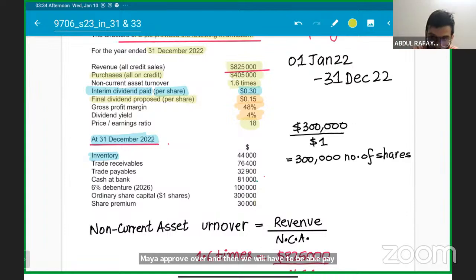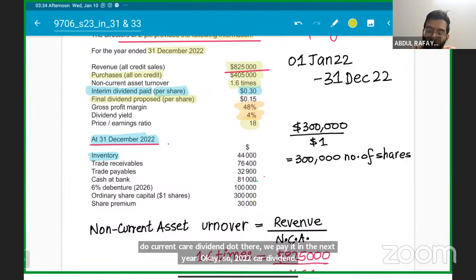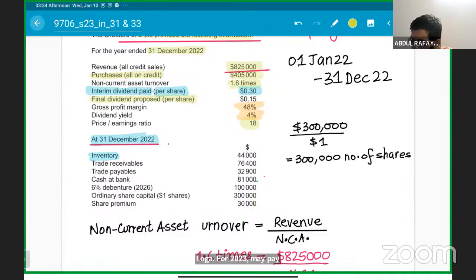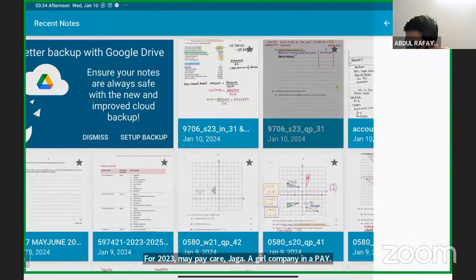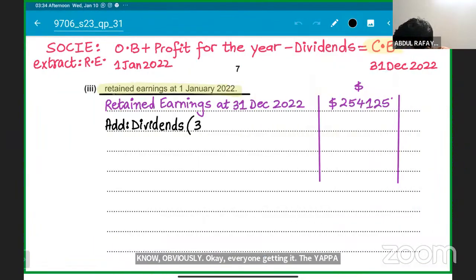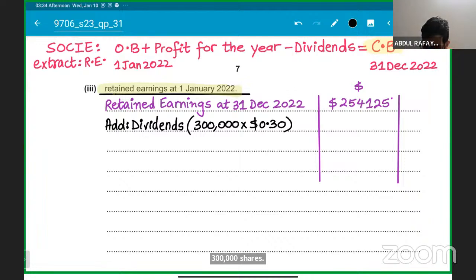Okay, तो जो करंट ईयर डिविडेंड होता है वी पे इट इन द नेक्स्ट ईयर. ओके, जो 2022 का डिविडेंड होगा वो 2023 में पे किया जाएगा. अगर कंपनी ने पे करना है वो भी उनकी मर्जी है. ओके, एवरीवन गेटिंग इट? तो यहाँ पर अभी कितने डिविडेंड पे हुए हैं सर? इट्स सिंपल के यहाँ पर 300,000 शेयर्स मल्टीप्लाई बाय 0.30, बस इतना ही डिविडेंड पे हुआ है. तो 1 मार्क विल बी फॉर दिस. ओके स्टूडेंट्स, $90,000 डिविडेंड पे हुए हैं.